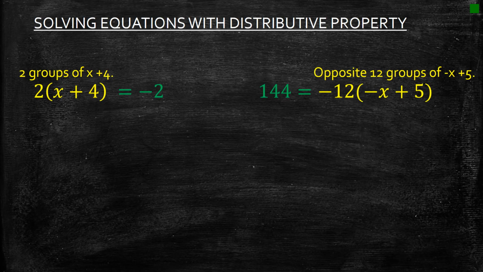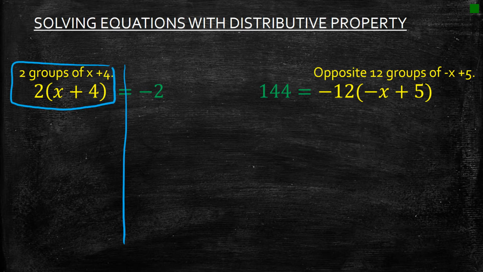Here are two examples of solving equations with distributive property, keeping in mind that distributive property usually has parentheses in them. So you're going to go ahead and take a look at this first problem on the left here, and I'm going to box everything in yellow because that is what it means. It means two groups of x plus 4. So what I can do is draw two groups and put x plus 4 in them.